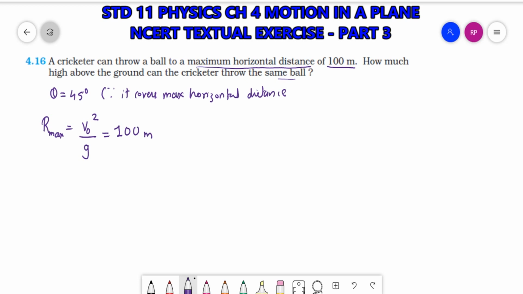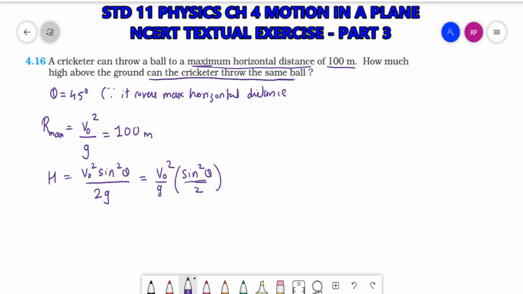Now the question is how high above the ground can the cricketer throw the same ball? The formula for height is V0 square sine square theta upon 2g. Clear? So I am just rearranging it as V0 square by g into sine square theta by 2. Now we will take the value of theta as 90 degree, not 45, because the question asks how high the ball can go. It achieves maximum height when it is thrown exactly in the vertical direction upward, and will fall downward. So for maximum height, I will take theta equal to 90 degree.